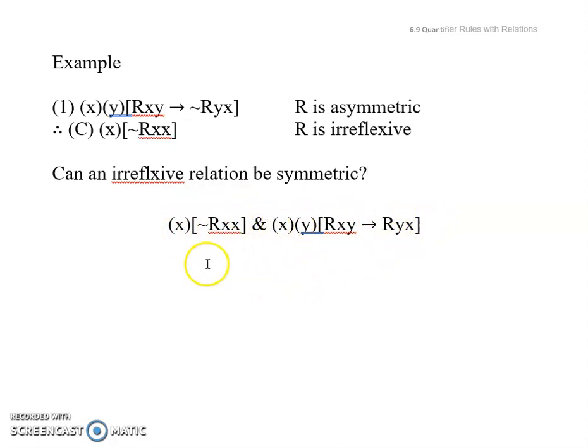Going back to chapter 5 and tableau techniques, can you produce an interpretation according to which this statement, the relation R is both irreflexive and symmetric, is true? Maybe just use a couple of objects to illustrate the point to yourself. Pause now.